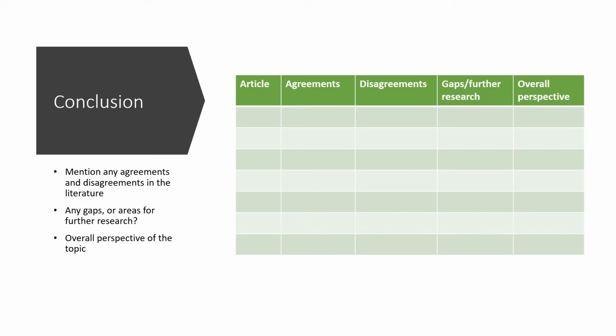Again, if it's 10 peer-reviewed articles, you can have those listed down in the first column. Note down any agreements or disagreements or strengths and weaknesses. I know that's in the last table, but you can do similar here. They might not have any agreements or disagreements, so that's fine. You can just leave it. They should all have a gap in their literature. You need to go and find what that gap is so they can do further research on it, and the overall perspective of those papers that you reviewed.